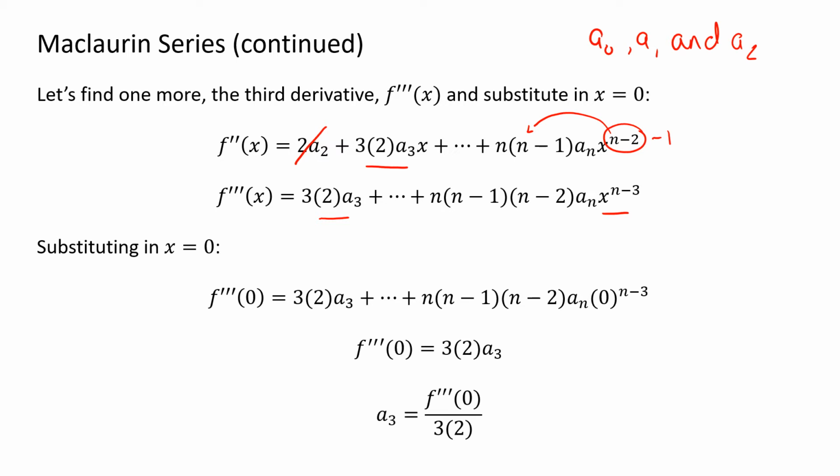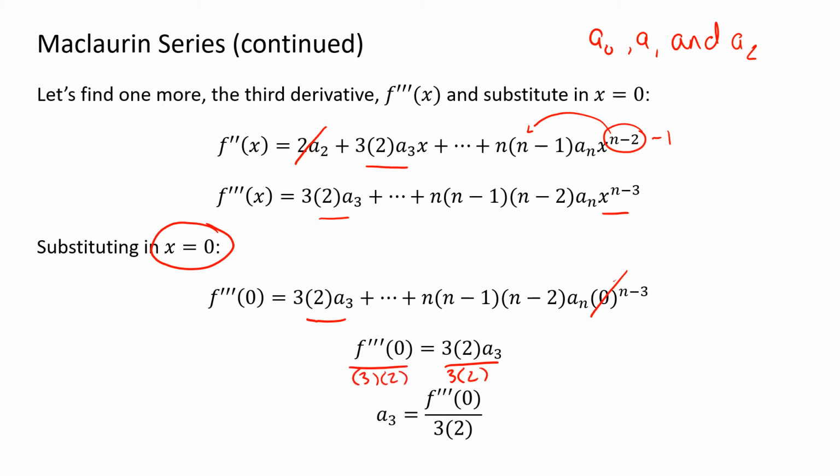Again, this term stays there. You'll see that it's going to become 0 again. When we substitute in x equals 0, the first term will remain because it doesn't have an x. But the last term will again go away because it's x to the n minus 3. 0 to any exponent is simply 0. So we're left with the third derivative at x equals 0 is equal to 3 times 2 times a3. So to solve for this, we have to divide both sides by those 3 and 2. Sorry, I wrote 3 and 3. 3 times 2.